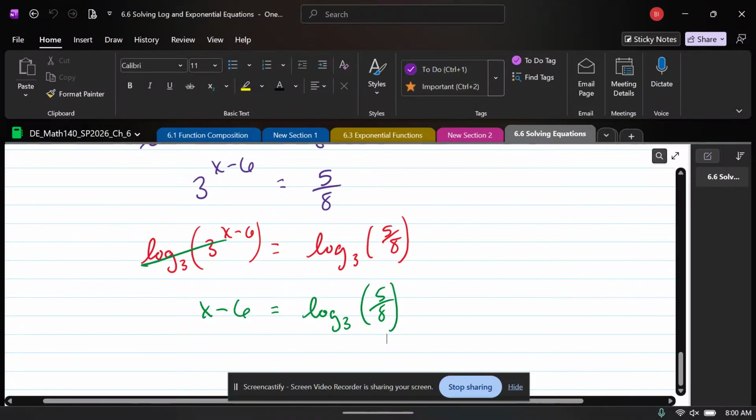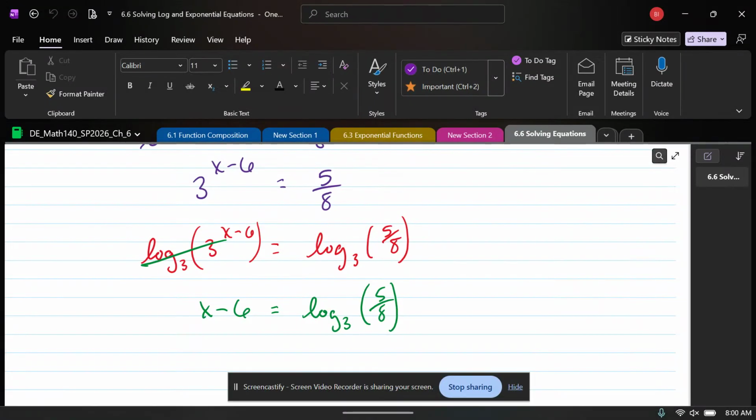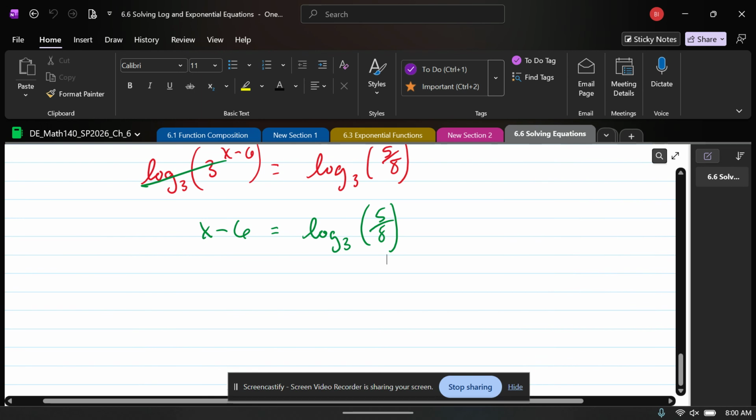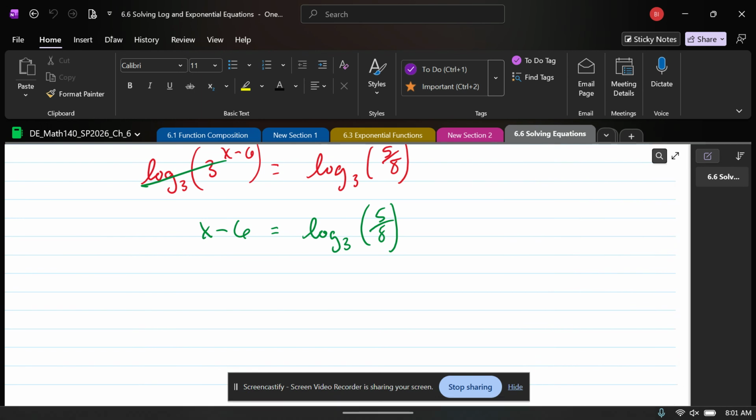So yesterday we were solving this equation. We got to this place where we used the log base 3 to get rid of that base 3 on the exponential, and that left us with x minus 6 is equal to log base 3 of 5/8, which is just that log base 3 of 5/8. Remember, that is a decimal number. We're just going to get the exact solution and then the decimal approximation for that.